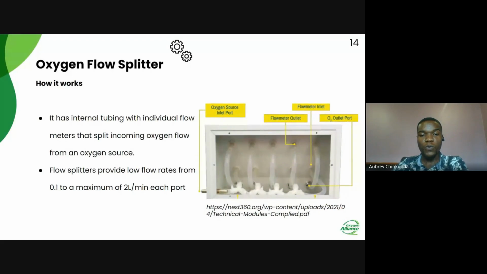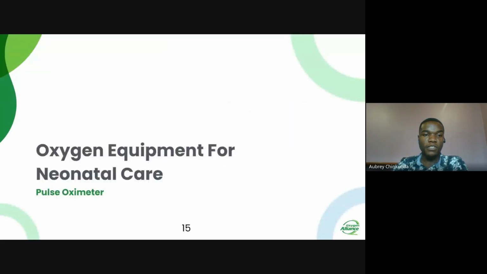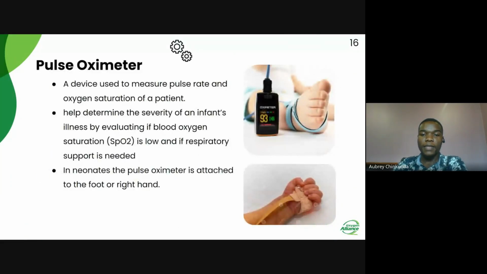We're going to move on to the other oxygen-related equipment, which is the pulse oximeter. And the pulse oximeter is a device that is used to measure the pulse rate and the oxygen saturation of the patient. It can be used to determine the severity of an infant's illness by evaluating if blood oxygen saturation is low, and if the blood oxygen saturation is low, you can make a decision on whether to provide oxygen therapy for the patient or not.